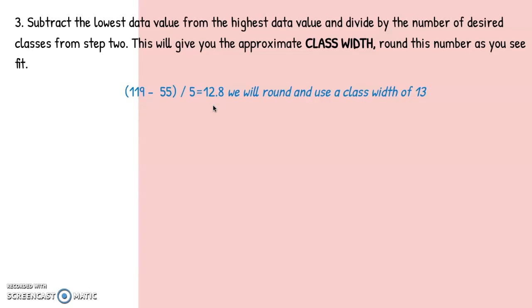There's no rule that says you have to round to a whole number though. A decimal would be fine. If we really wanted to leave this at 12.8, we could use a class width of 12.8. It's just nice to work with whole numbers.